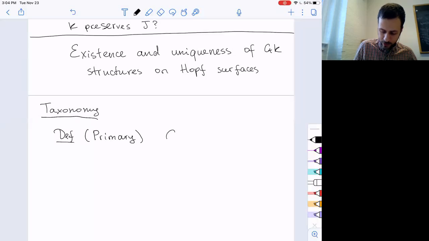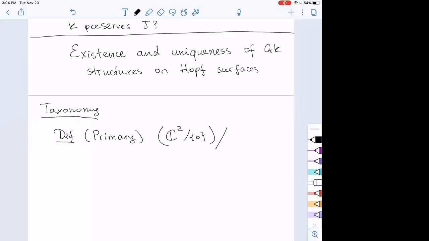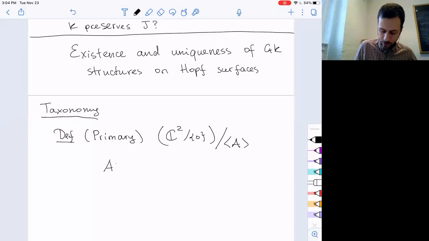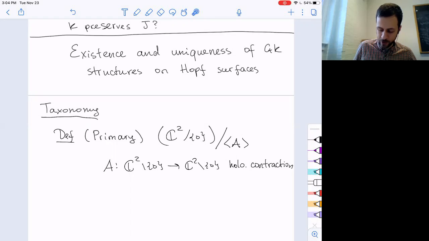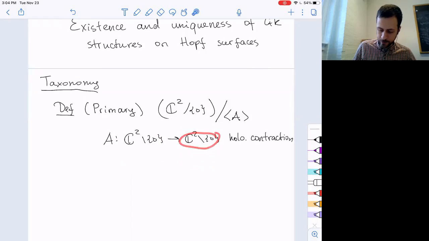A primary Hopf surface is a quotient of C2 minus the origin by a contraction. So A is a holomorphic map from C2 minus the origin to C2 minus the origin, which is a holomorphic contraction. Holomorphic contraction means if you apply it many times, you will push any compact subset into a neighborhood of 0. Actually, since it's a holomorphic map, by Hartogs' theorem it extends across 0.